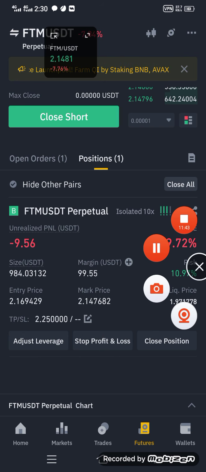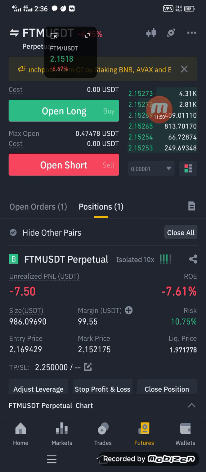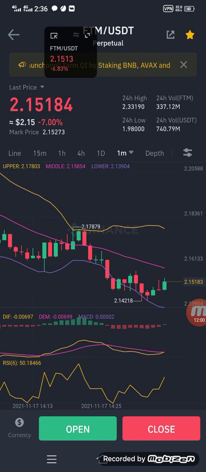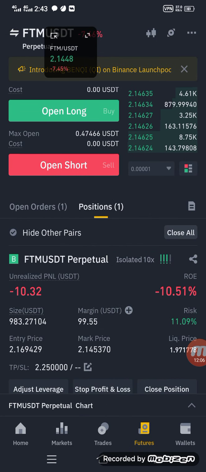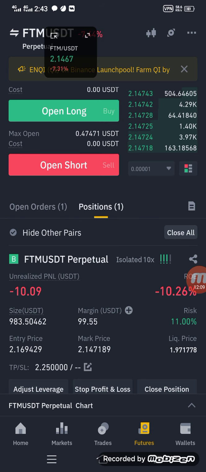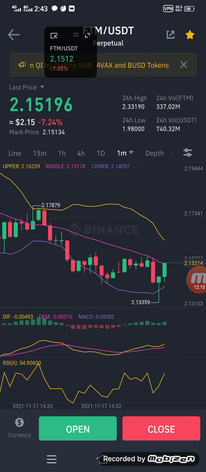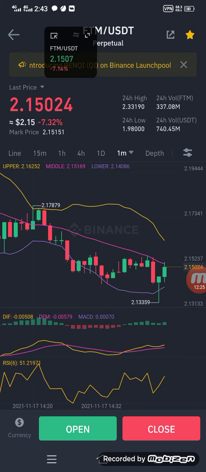Friend, it's my loss. And if going to that candle, let's see it now. The green candle is now starting again, and I will talk about it. Friend, look at this, my loss, and going back to the signal. Seeing the signal, it's dumping. So I will say goodbye to today's trading.